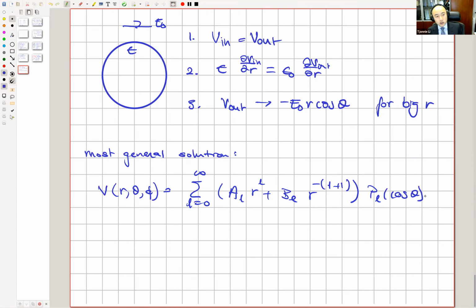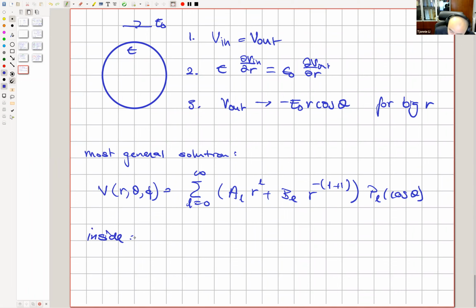Remember these Legendre polynomials, and remember this most general solution. So this is the most general solution, and we need to figure out what is the appropriate one to use inside, and what's the most appropriate one to use on the outside of this space.